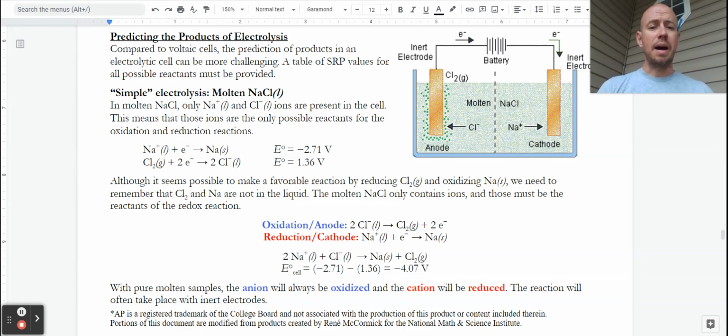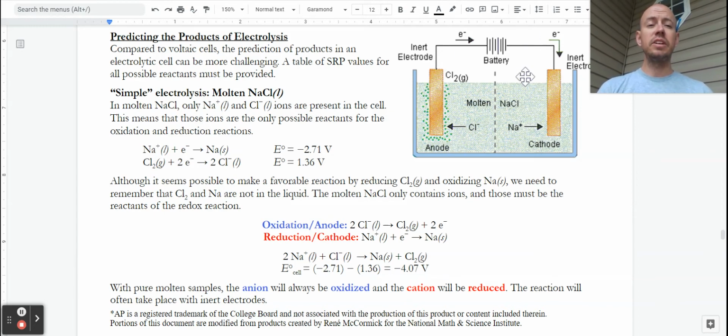When I do that, my sodium has to be the reduction. I wasn't looking at that correctly. It has to be the reduction, so it has to be at the cathode. The chloride has to be the oxidation, going from negative one up to zero by losing some electrons. So that has to be my anode.